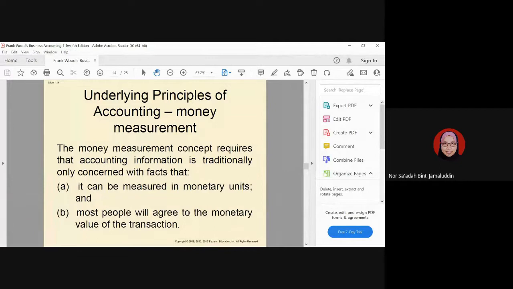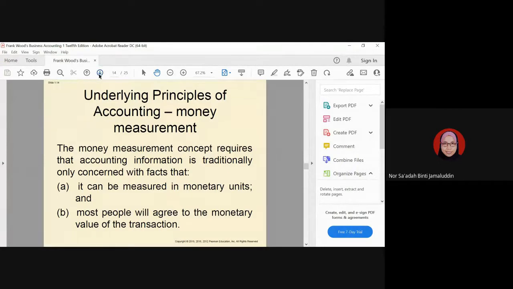Money measurement. What is the meaning of money measurement? It is a concept where we must record in terms of money. So if people ask how much asset the company owns, we cannot say 5 cars. We cannot say that. We must use money measurement, which means we must value those 5 assets in terms of money. Because in the financial statement we record in terms of money. Okay, how much one asset is, and so on.